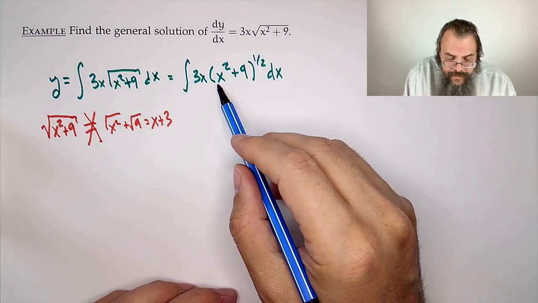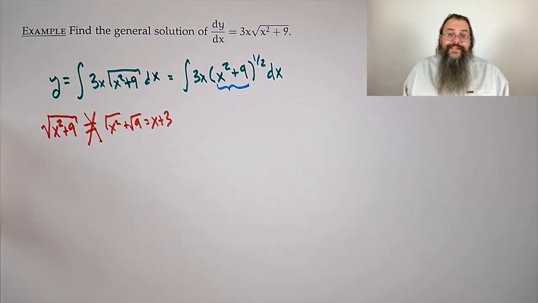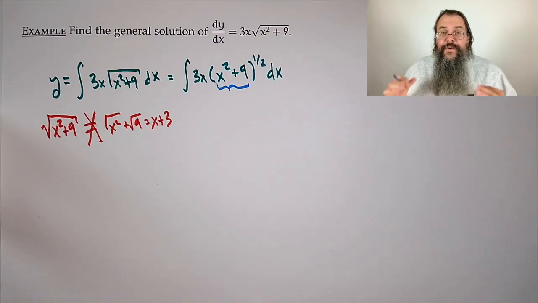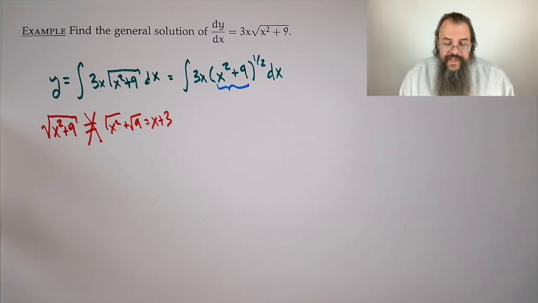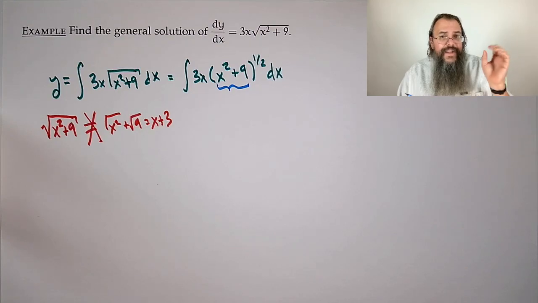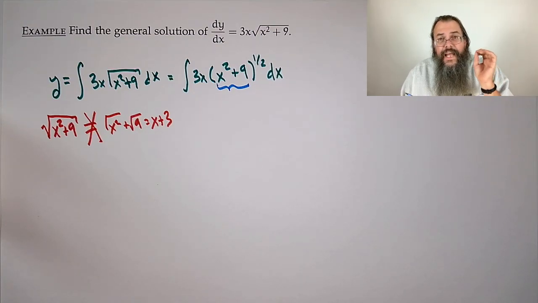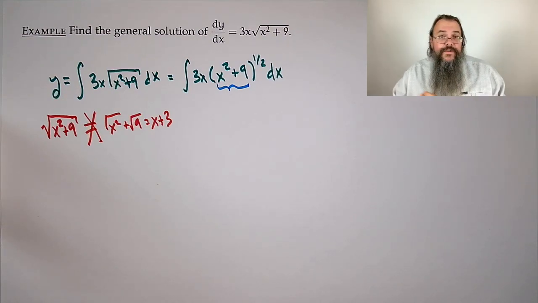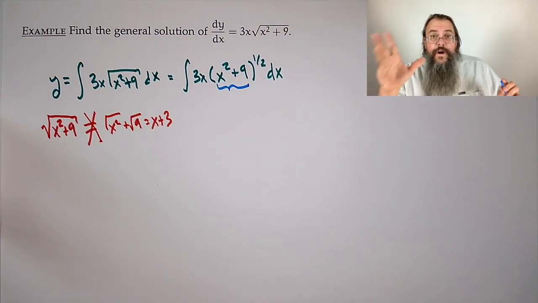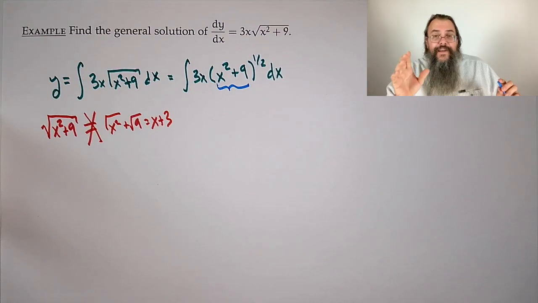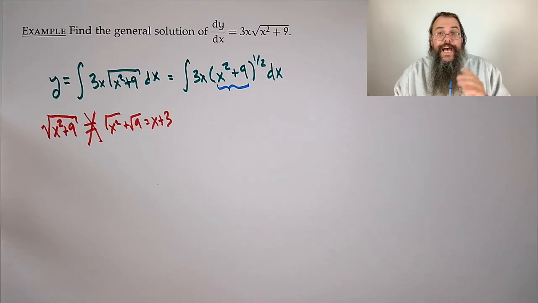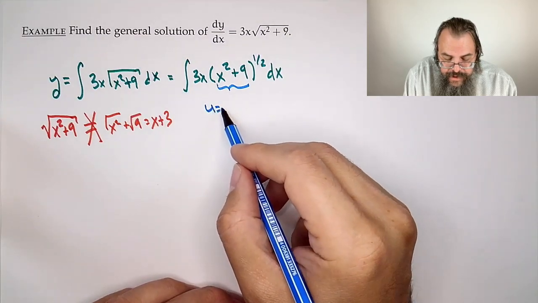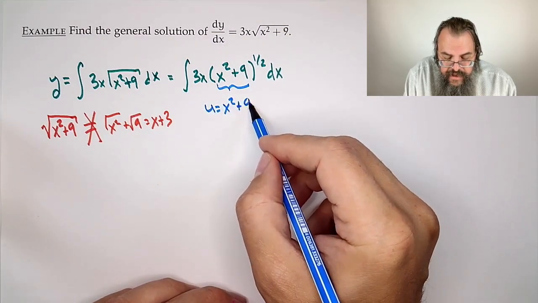Do you see this x squared plus 9? That's a function inside of the square root. So we have a nice function in a function. That's sending a signal to us, saying, hey, look at me, I should be the substitution. And of course, we're paying attention. We're like, oh, you want to be the substitution? Looks good to us. We'll take you. We're happy to have you. So we say let u equal x squared plus 9.